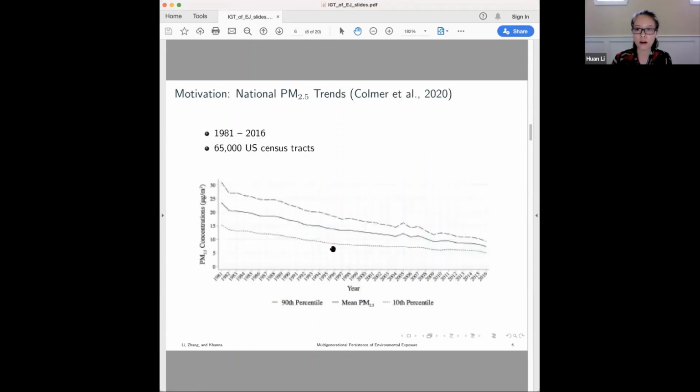In the Kaumaa et al. 2020 paper, they basically use combined monitor data and satellite data to look at the PM 2.5 trend over almost the entire country's census tracts. They show a similar trend using data from 1981 to 2016. As you can see here, over the 40 years, PM 2.5 declined dramatically. So that is a good thing.